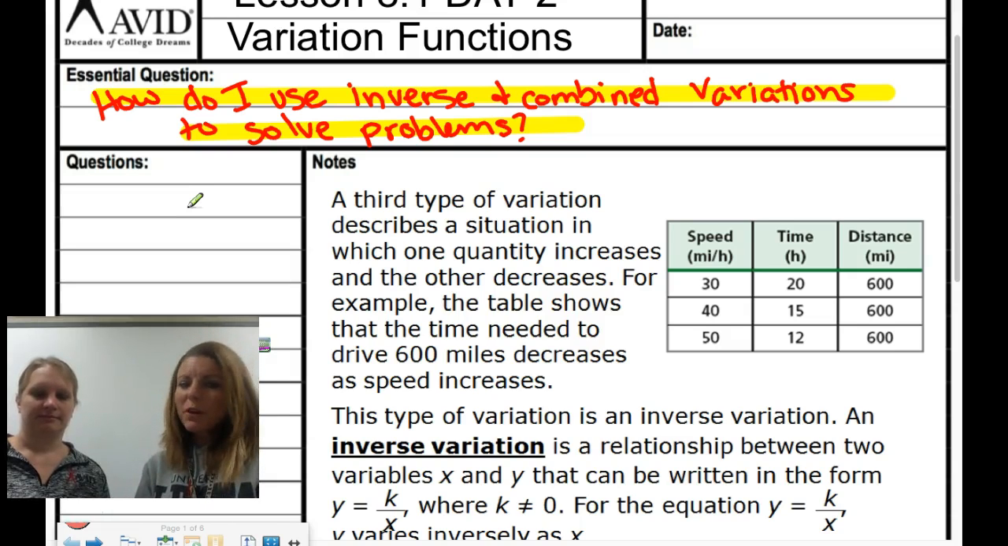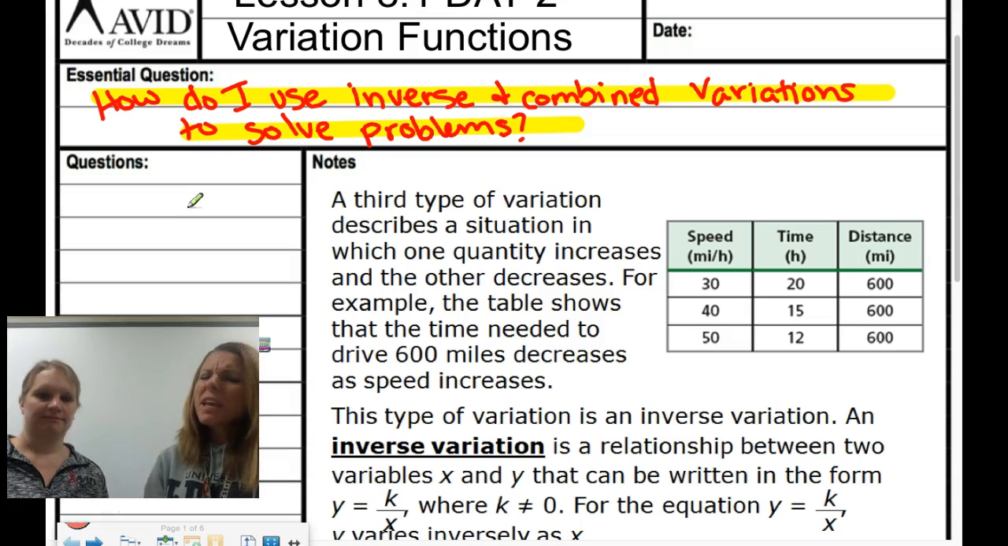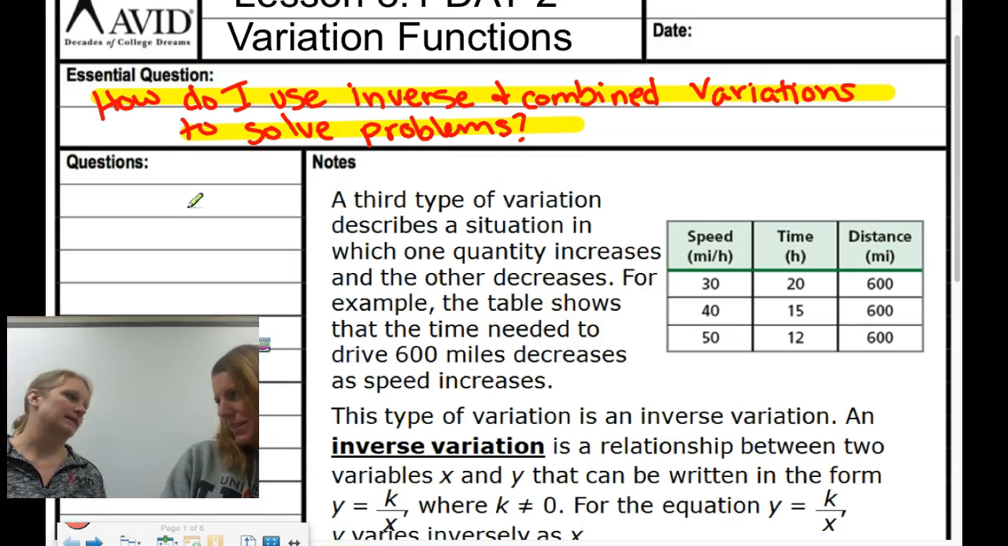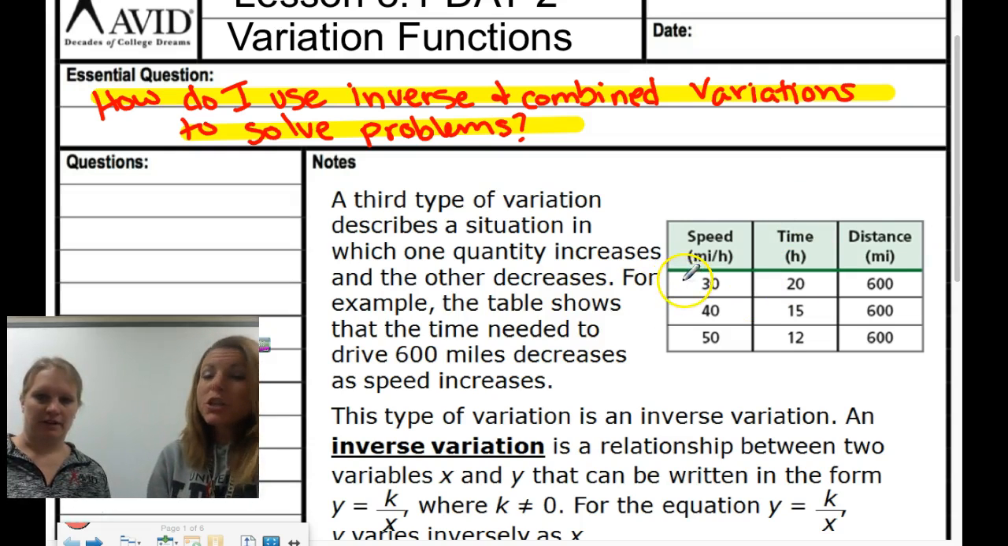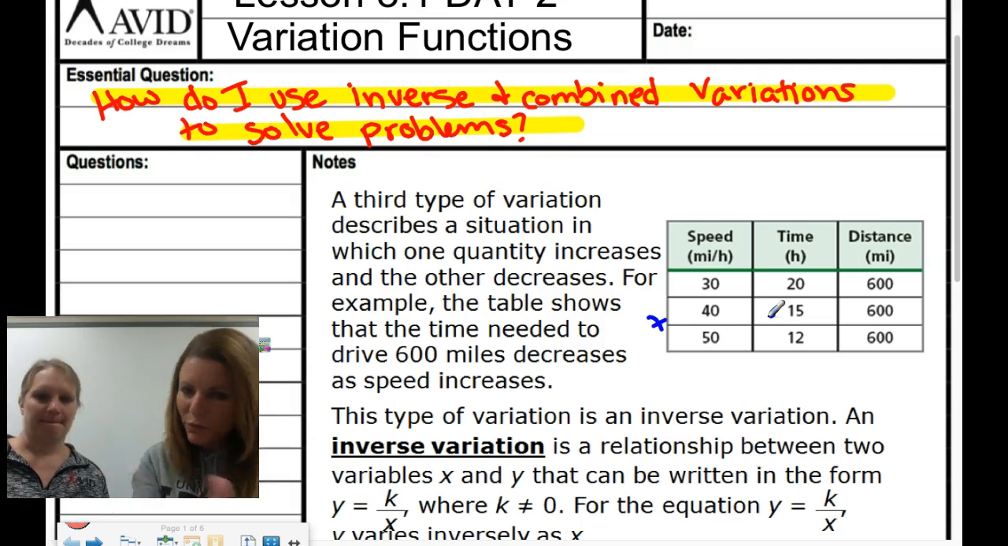A third type of variation describes a situation in which one quantity increases and the other decreases. I know it says a third type because last lesson we talked about direct and joint. So that's why we're calling this a third. One quantity increases and the other decreases. As you go down, they're increasing, and as these go, they are decreasing. With direct, one goes up, the other goes up. So that's the difference here with inverse.